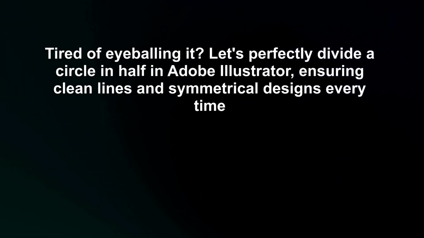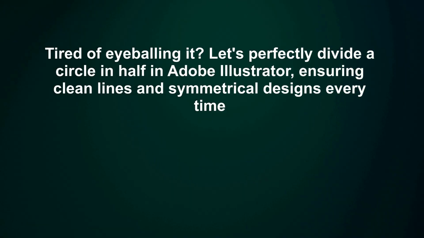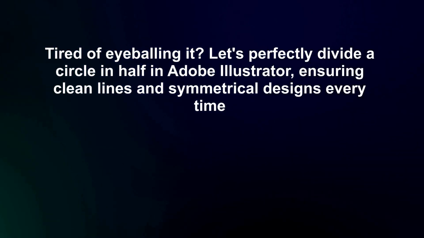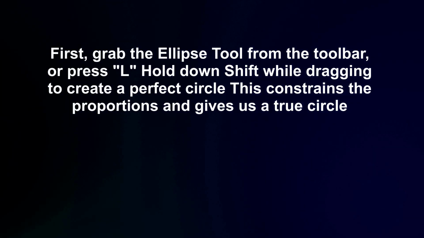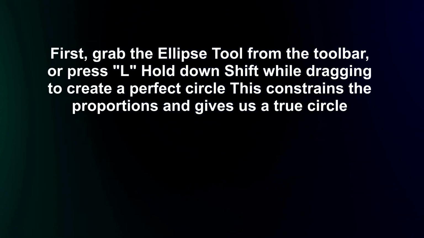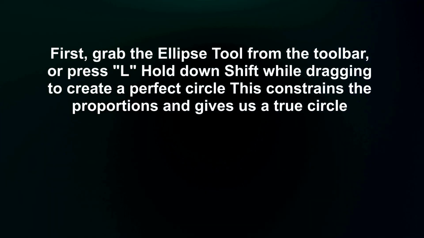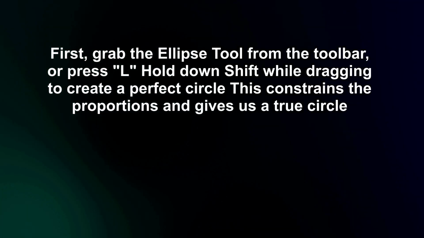Tired of eyeballing it? Let's perfectly divide a circle in half in Adobe Illustrator, ensuring clean lines and symmetrical designs every time. First, grab the Ellipse tool from the toolbar, or press L. Hold down Shift while dragging to create a perfect circle. This constrains the proportions and gives us a true circle.